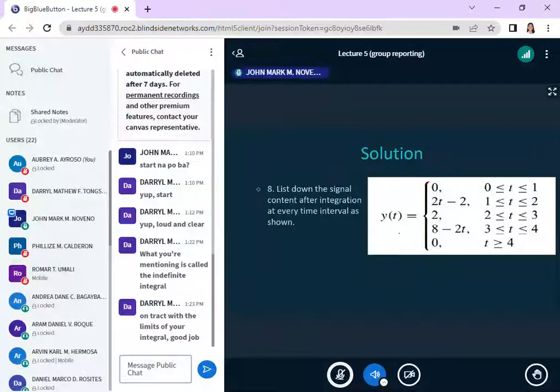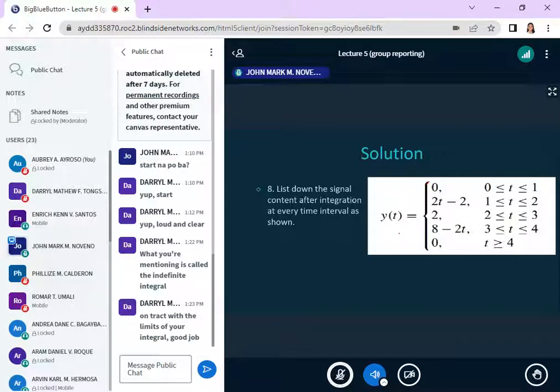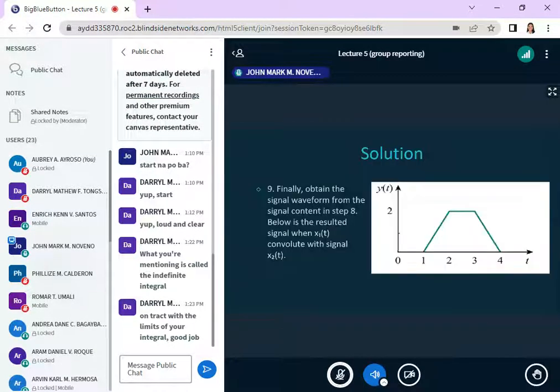So, the 8th step is to list down the signal content after integration at every time interval as shown. And finally, obtain the signal waveform from the signal content in step 8. Below is the resulting signal when x sub 1 t is convolved with signal x sub 2. So, paano yan? Ang ginawa lang natin, yung piecewise function natin ay dinraf lang natin.